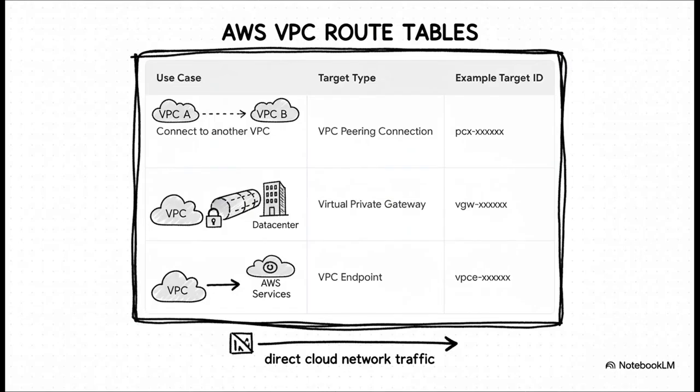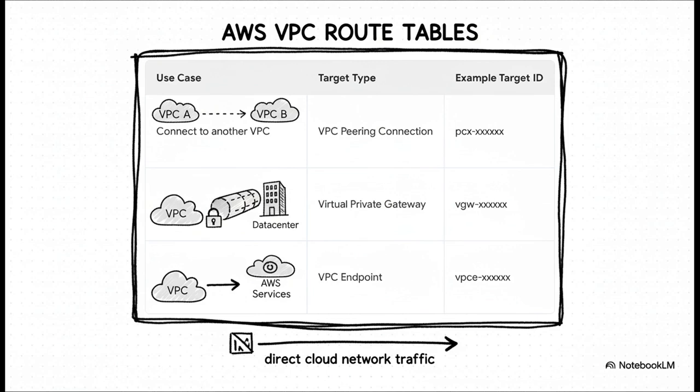I love this slide because it's basically a menu of advanced networking options. Need to connect to another VPC? Okay, your target is a VPC peering connection. Want to hook up to your corporate data center with a VPN? Your target is a virtual private gateway. Need private access to S3? That'll be a VPC endpoint. Each specific goal has its own special type of target, and you can configure it all right here in the route table.